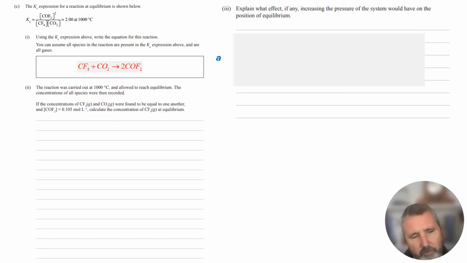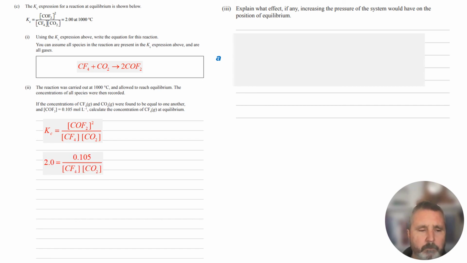Now this is interesting because this is quite a higher step of algebra here. We have to equate 2 values. So we write down the Kc expression, and then the first thing I'm going to do is say that CF4 equals CO2. Oh, and no, it wasn't the first thing I did. I substituted in the two numerical values, and these are the two unknowns. But remember, they told us that CF4 equals CO2.